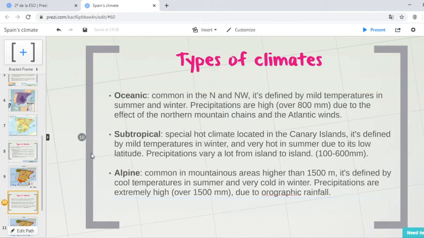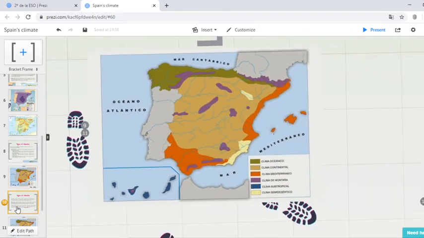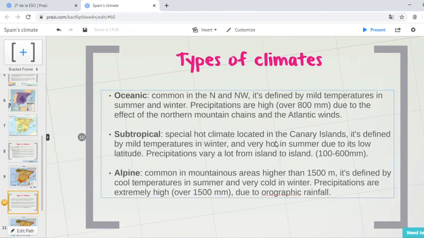Next one, the subtropical. The subtropical is a special climate that is only found here in the Canary Islands. Basically because the Canary Islands are in a low latitude, which means that they belong to the hot climate group. The deal is that in the Canary Islands we can find pretty hot temperatures in summer and also in winter. I just pointed here mild temperatures, but by winter standards temperatures will be pretty high.